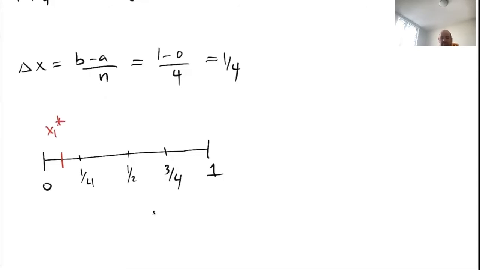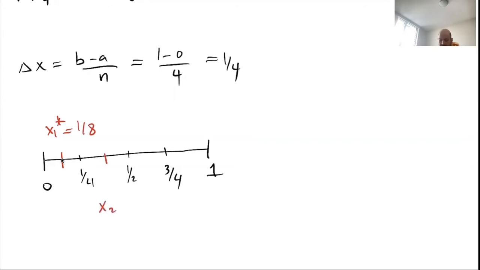As we are using mid Riemann sum, our xi star would be the midpoint of each subinterval. I'm using 4 subintervals. This is my whole interval, 0 to 1. Then I divide it into 4 equal subintervals. And inside each subinterval, I need to look at the midpoint. Why? Because I'm using mid Riemann sum. So inside the first subinterval from 0 to 1 over 4, the midpoint is x1 star, that is 1 over 8.